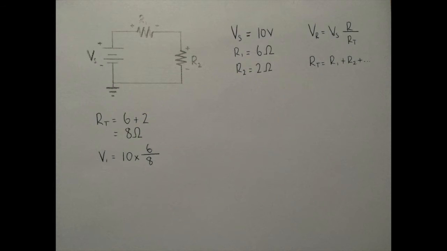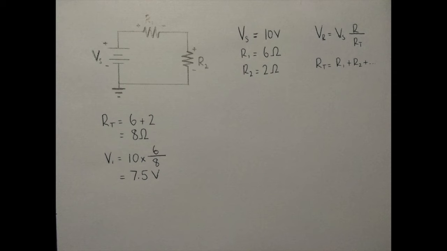Now calculating the voltage drop across resistor 1, we substitute our known values in to get 10 times 6 divided by 8. 10 being our source voltage, 6 being the resistance of resistor 1, and 8 being our total resistance. Putting this into our calculator, we get 7.5 volts.